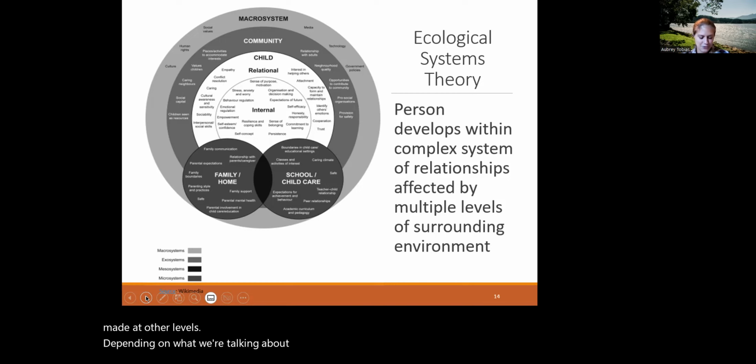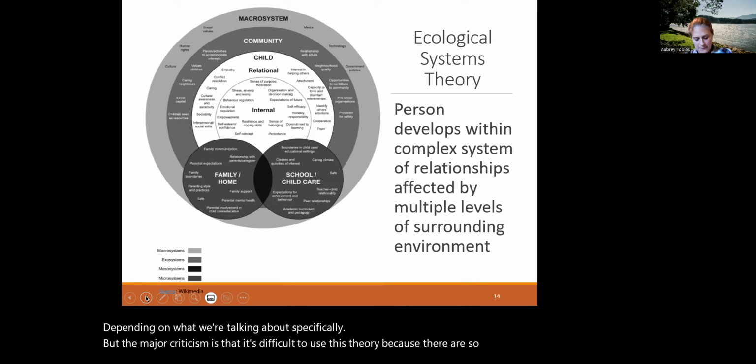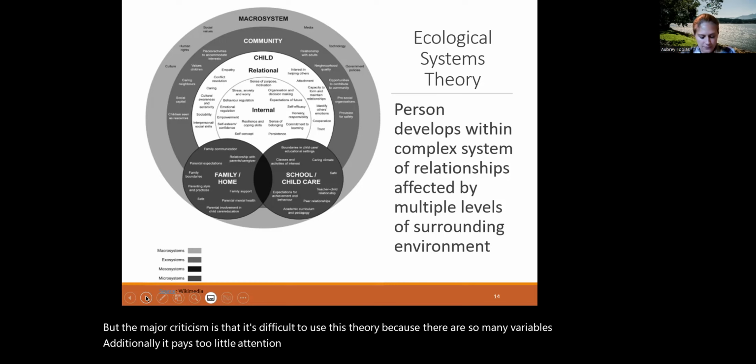The major criticism is that it's difficult to use this theory because there are so many variables. Additionally, it pays too little attention to genetic influences on development.